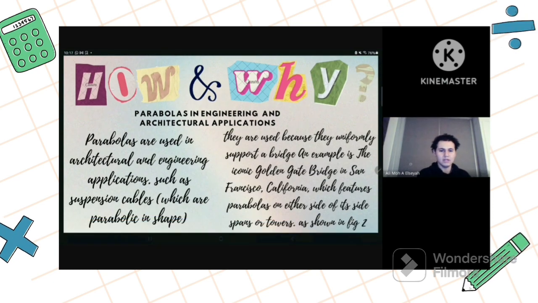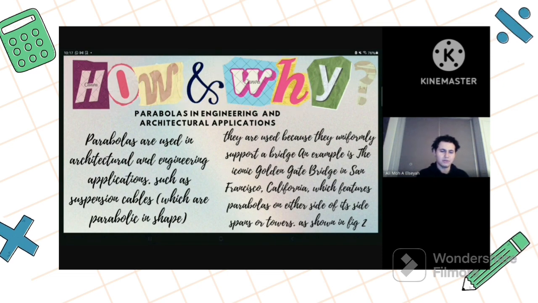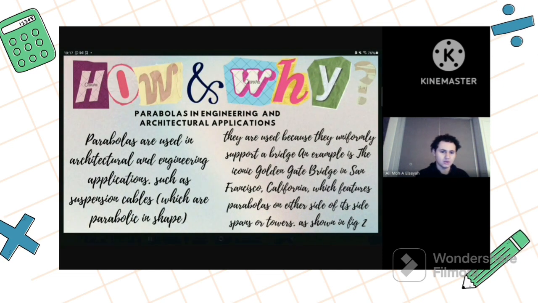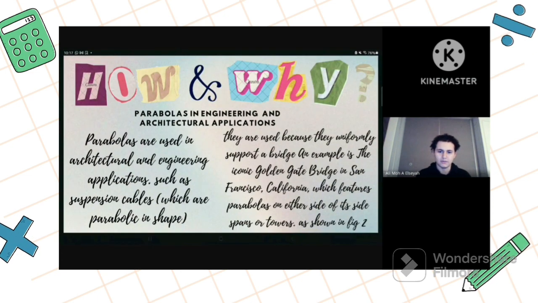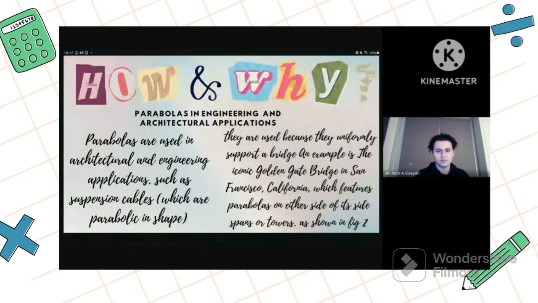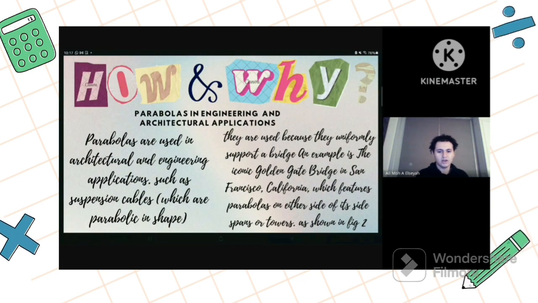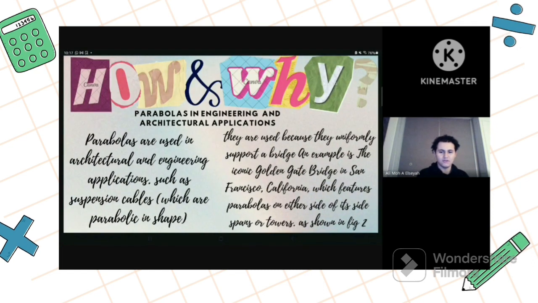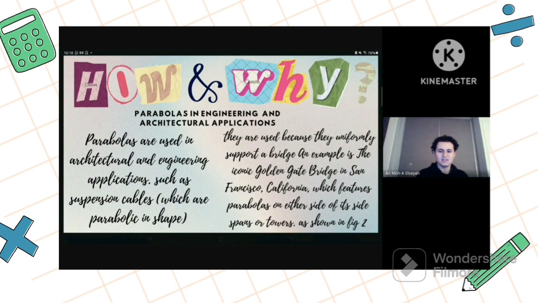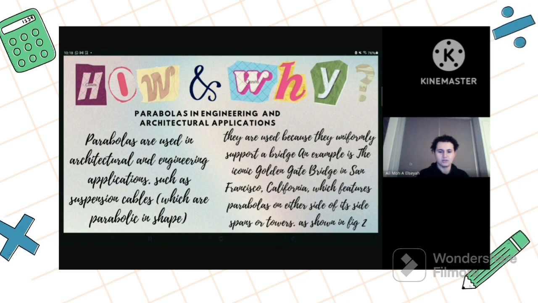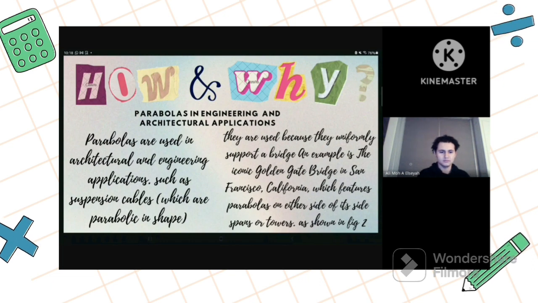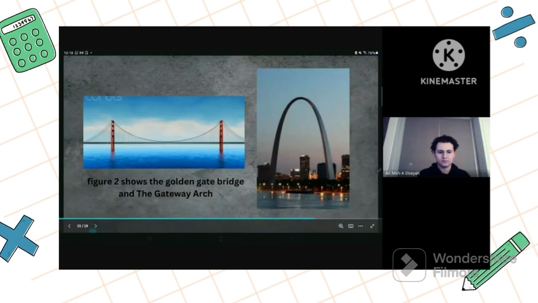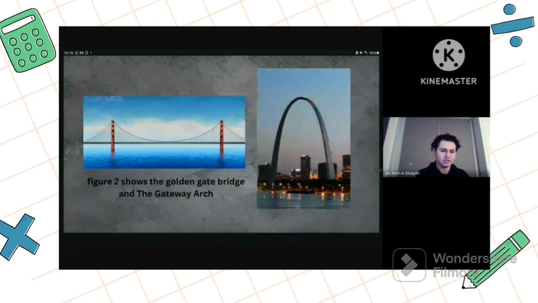How and why: parabolas in engineering and architectural applications. Parabolas are used in architectural and engineering applications such as suspension cables, which are parabolic in shape. They are used because they uniformly support a bridge. An example is the iconic Golden Gate Bridge in San Francisco, California, which features parabolas on either side of its side spans on towers, as shown in Figure 2. Here we can see the Golden Gate Bridge and the Gateway Arch, which are both parabolic in shape.